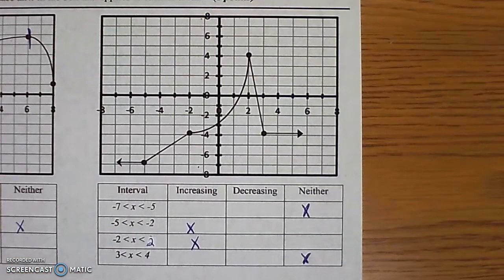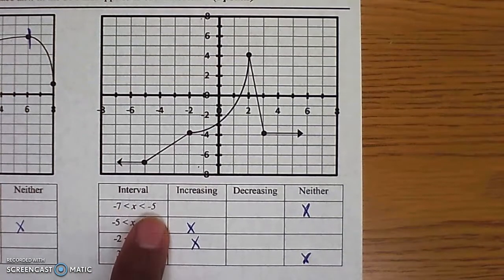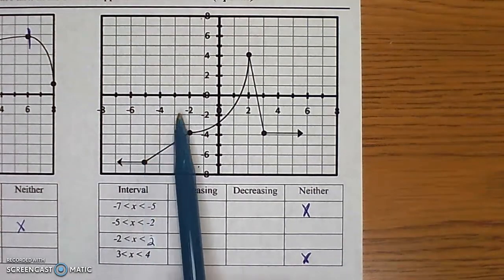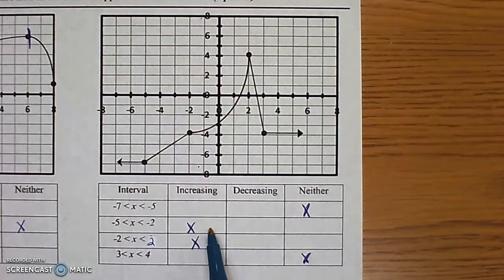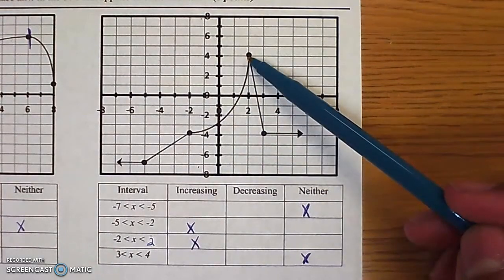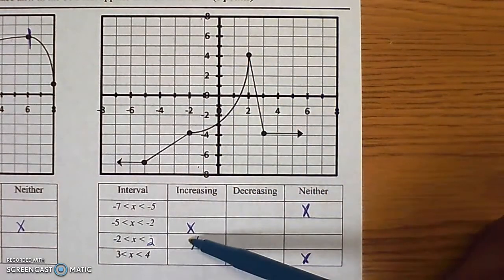All right, so here's the answer for that particular question. For the first one, -7 to -5, we should have neither because it does remain constant. From -5 to -2, we notice that it is going up. So we consider that to be increasing. From -2 to +2, it once again is going up. So we would consider that to be increasing.